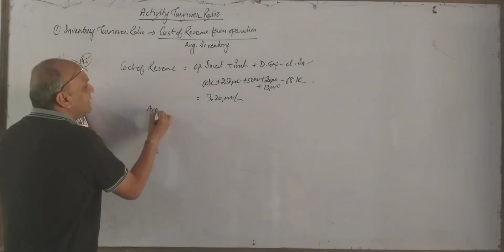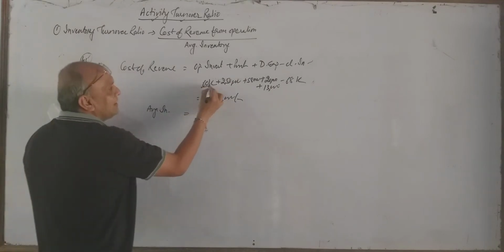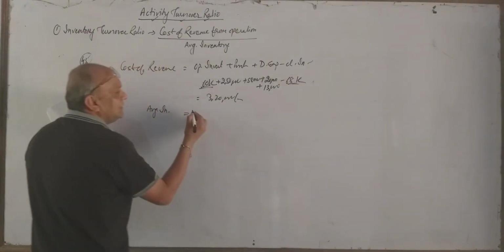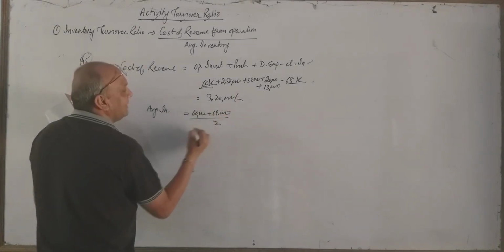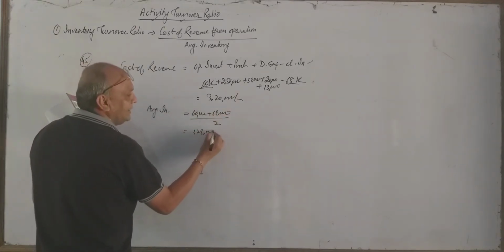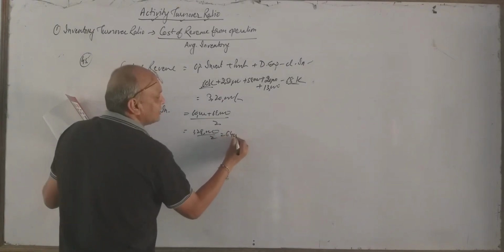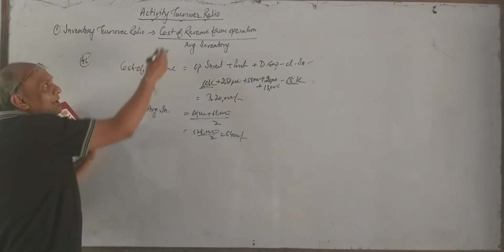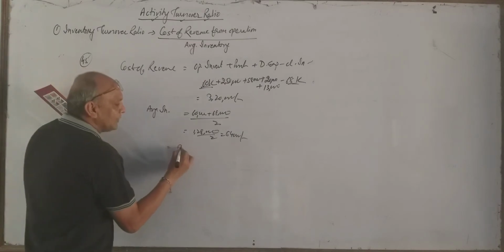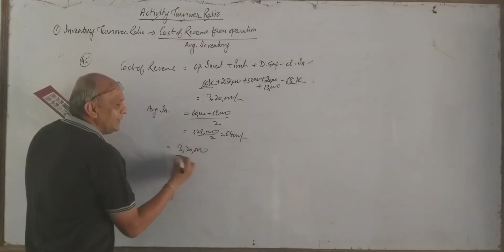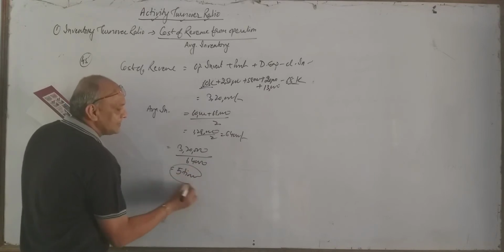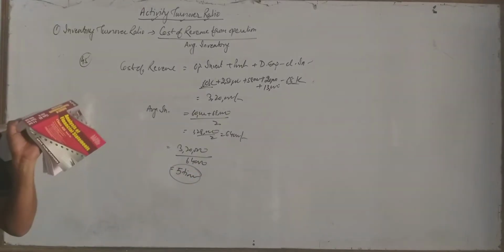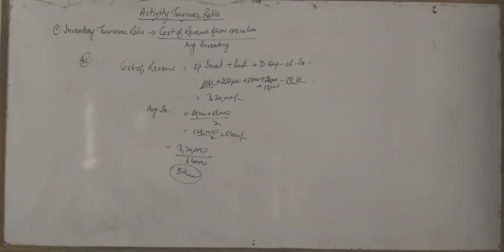Now we need average inventory. Opening inventory 60,000 and closing is 68,000. 60,000 plus 68,000 divided by 2. It comes to 128 divided by 2, that is 64,000 rupees. Now let us apply this formula. Cost of revenue from operation 3,20,000 divided by 64,000. It comes to 5 times. It means 5 times we manufacture the goods and sell them in the market.